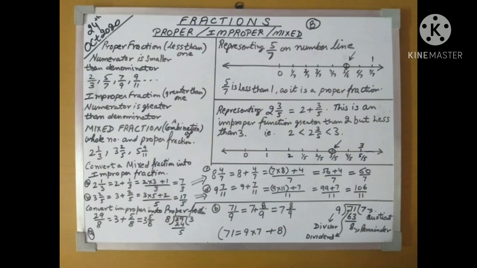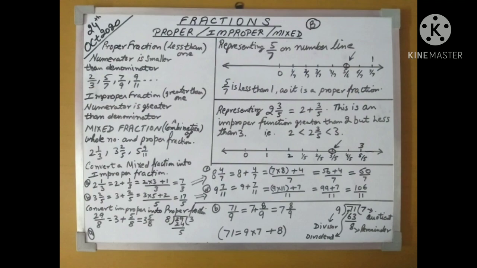So just listen to me very carefully and focus on the board. I have written proper fraction on the top left. Proper fraction is always less than 1. The numerator will be smaller than the denominator. Very easily you can see and distinguish: 2 by 3, 5 by 7, 7 by 9, 9 by 11 and so on.